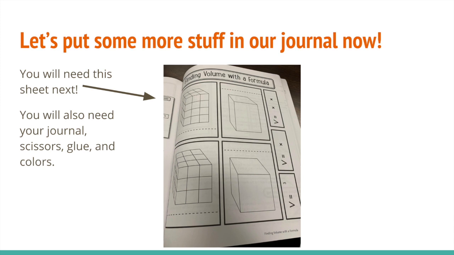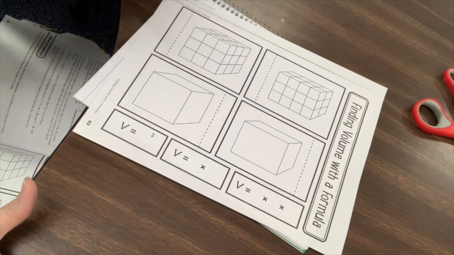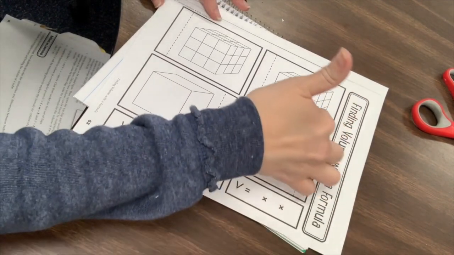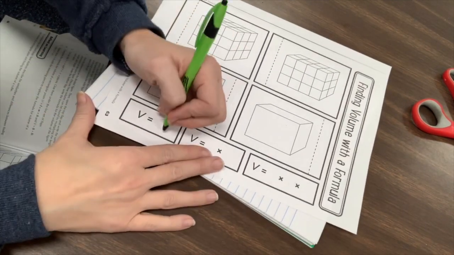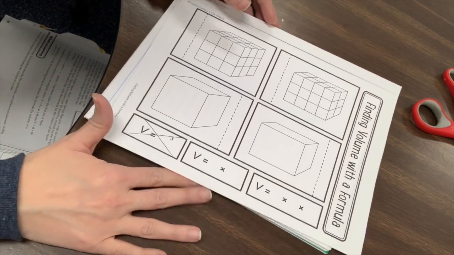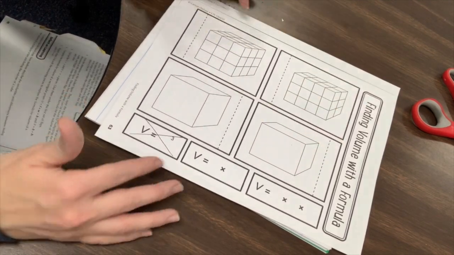Now let's put some more stuff in our journal. This is the sheet you're going to need next. You will also need your journal, scissors, glue, and color. Okay, you need this page. You may color all of the pieces. We are not going to need this piece here, so you may take that one out because we're not going to do exponents this year. But all the other ones you may color.